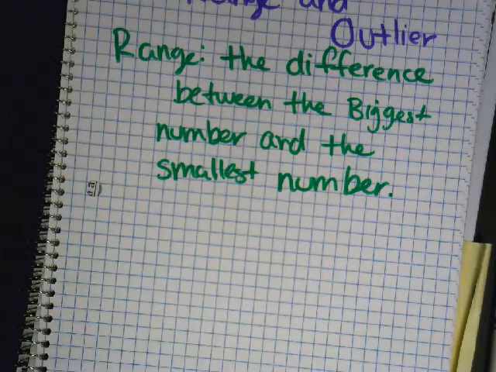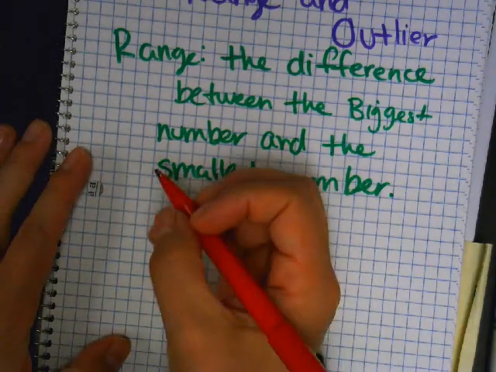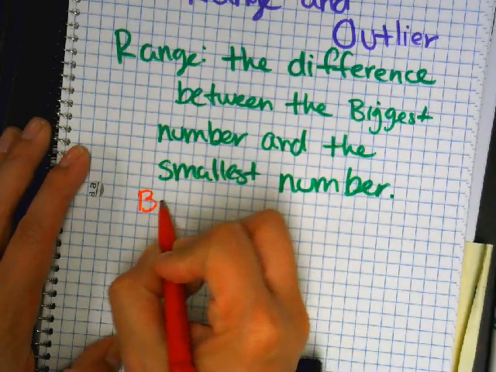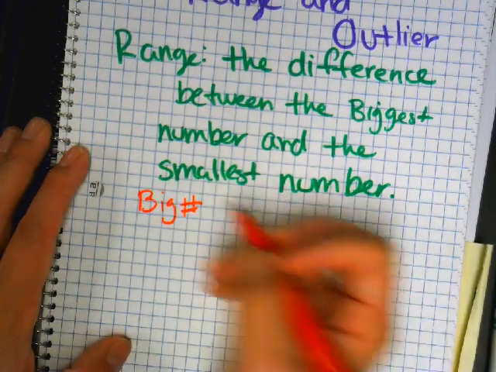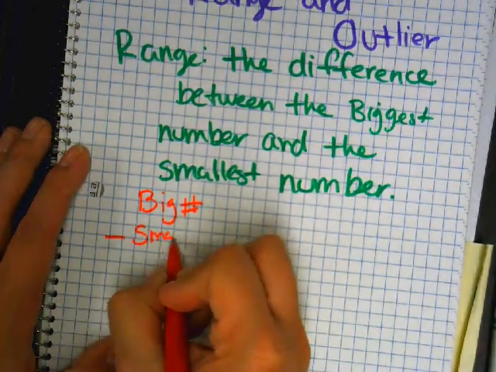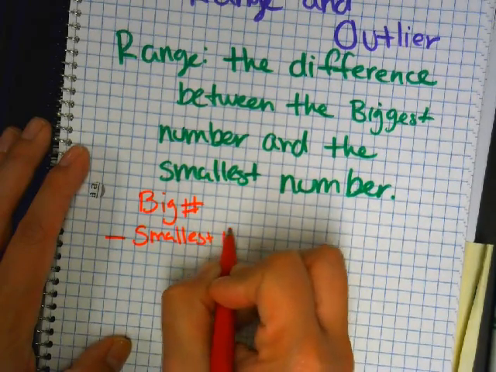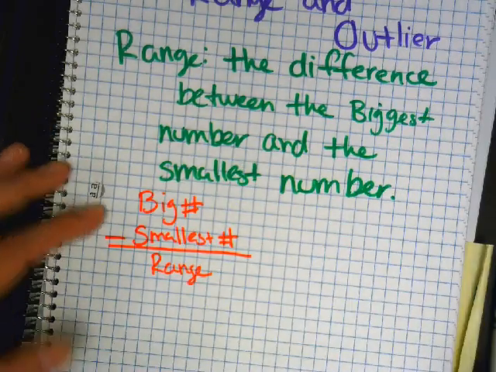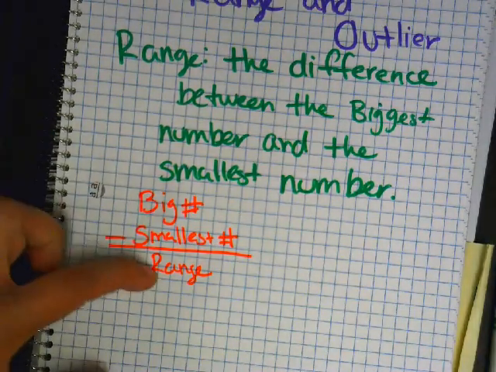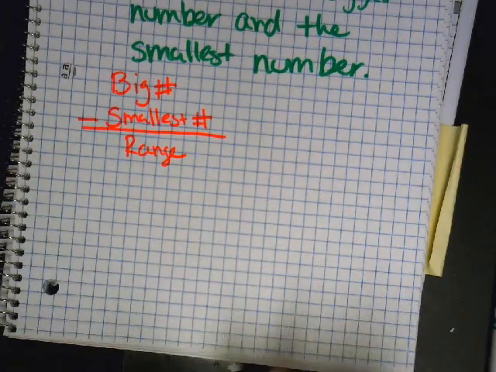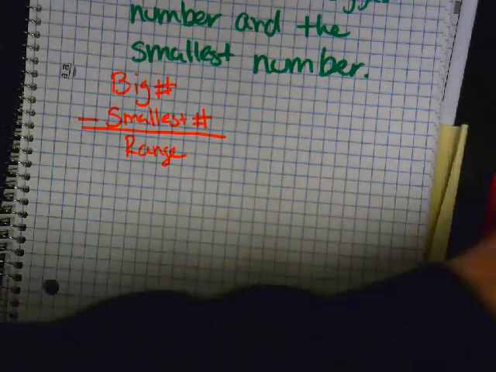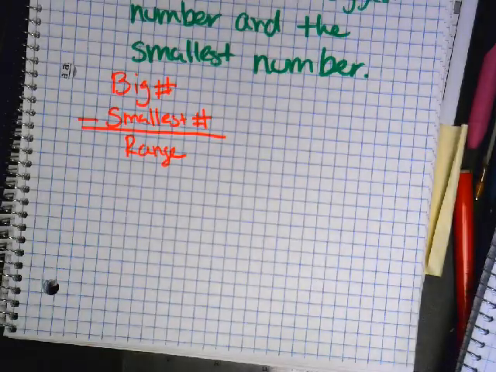All right. So the rule is you're going to take the big number on top minus the smallest number on the bottom. That will give you your range. So big number on top, smallest number on the bottom, that will give you your range. Big number minus small number. Very simple.